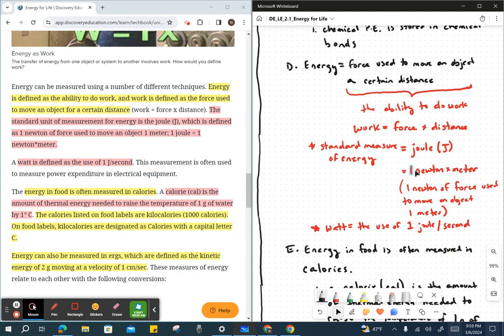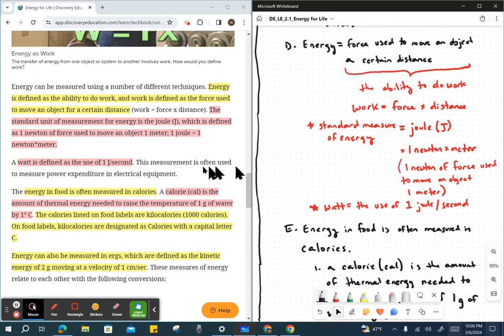Okay, so joules is our standard measure of energy. It is not the form of energy that we usually talk about in life science or biology. We usually talk about calories, but anyway, a joule here, 1 Newton of force is used to move an object 1 meter. Another term that they discuss is the watt, second paragraph here. A watt is defined as the use of 1 joule per second. We have that written down here.